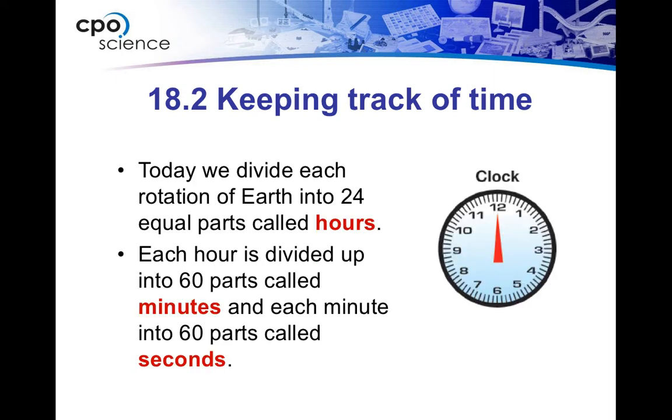Today we divide each rotation of the Earth into 24 equal hours. They're not perfectly equal, like we've talked about, but for our purposes, we just kind of divide them up like this. Each hour is divided into 60 minutes, and each minute is divided into 60 seconds.